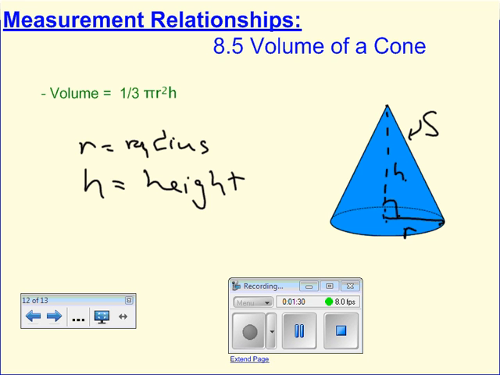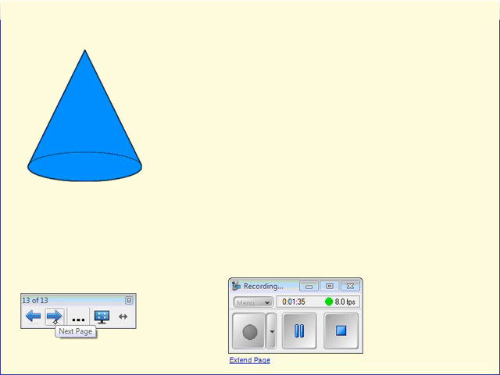So let's take a look at an example. I have a cone, and let's say I have a slant of 45 centimeters, and a radius all the way over here, which is 18 centimeters. So I want to try and figure out first the height of my cone, going down like this, so that I can then plug it into the equation and solve. But I have to find the height.